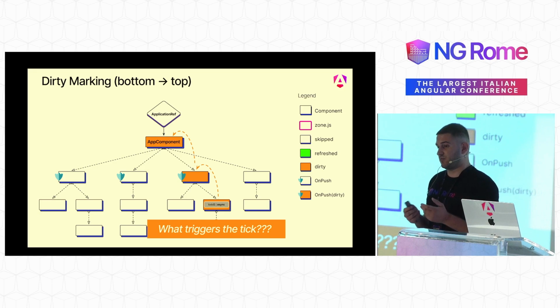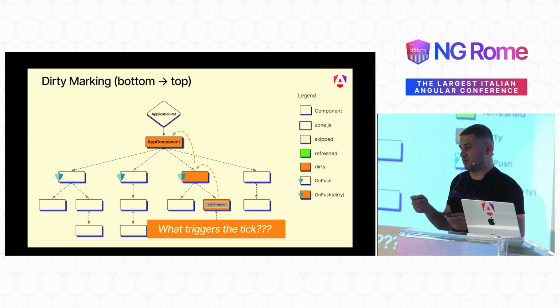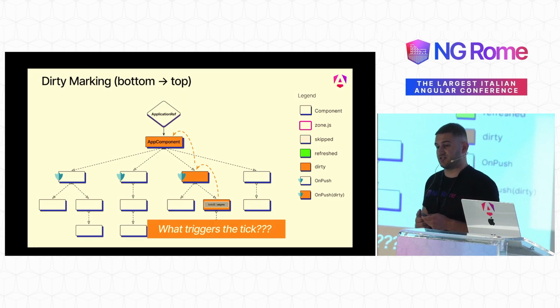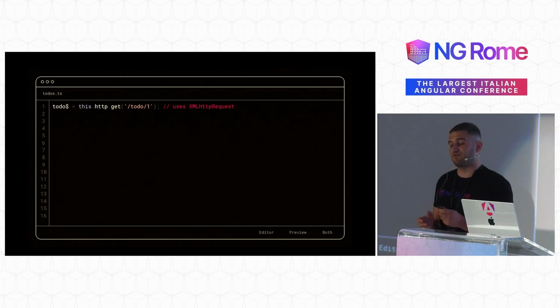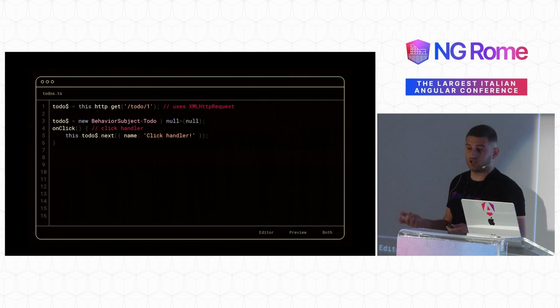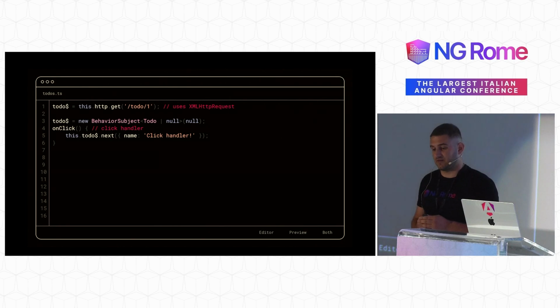Then we have the part about what triggers the tick, because we saw that Zone.js was not notified, right? Because we don't have that click. But as we saw before, Zone.js doesn't care only about clicks. It patches all the browser APIs. So if we have an HTTP request, it will know when an HTTP request happens and finishes. Or if we have that onClick, as we saw, and we update that observable, it will know from the click handler that something was updated.